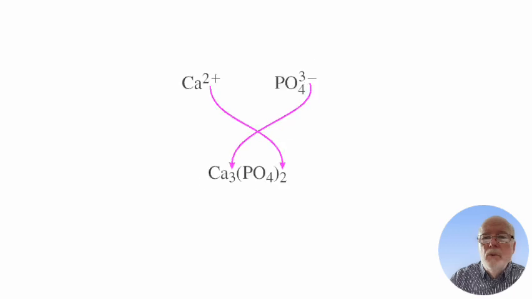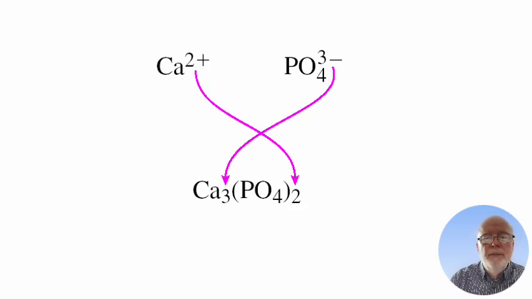All right, now we can also do this. Same thing we saw before in writing formulas. The number for the calcium's charge is going to become the subscript for the phosphate. And the same thing, the 3 up here from the phosphate will become the number for the calcium down here. So we can switch those. So you see that can work pretty well also.